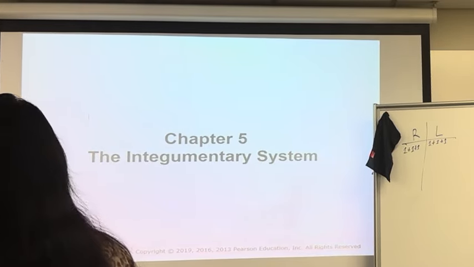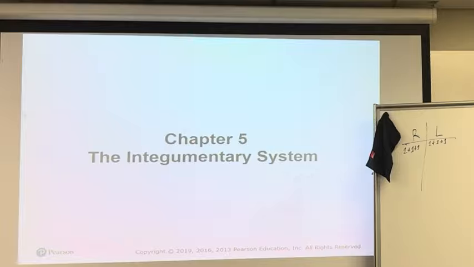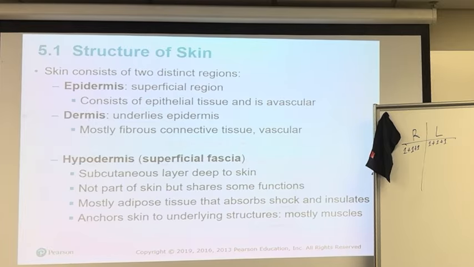Chapter 5, right? Chapter 5 talks about the integumentary system. So when we say integumentary system, what do we mean by that? What do we mean by the integumentary system? Your skin, nails, and hair. So we already kind of talked about the skin a little bit, so we are gonna go over that today, slide by slide.